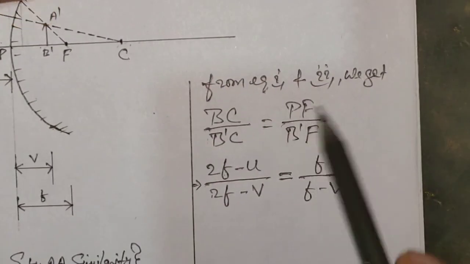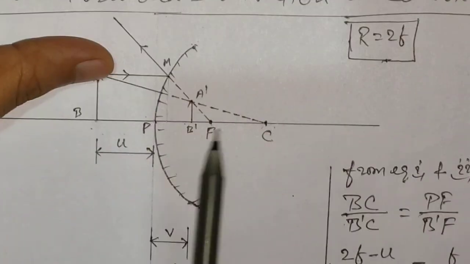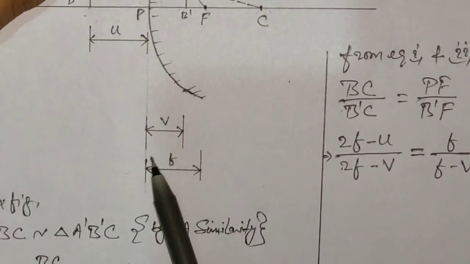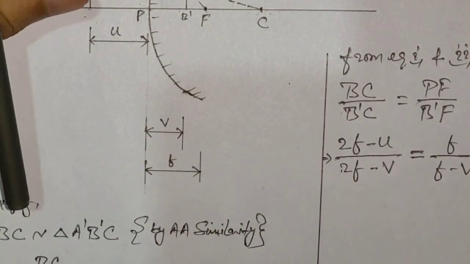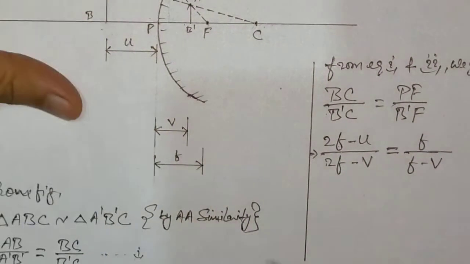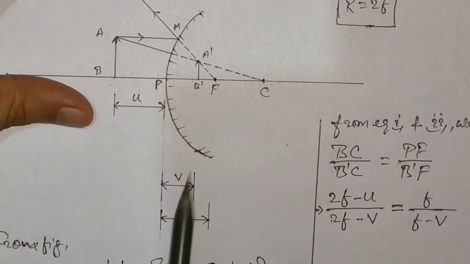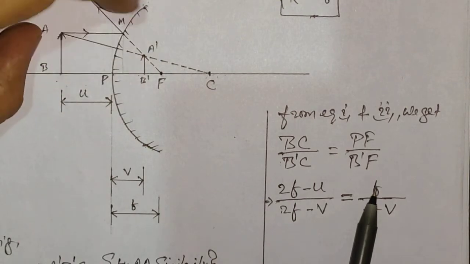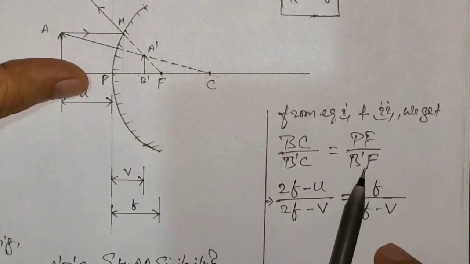Now PF is your focal length. All of you please see the diagram. PF is your focal length. I have shown all the things over here. Let me zoom out. See here, PF is equal to f. So we can replace this PF with the positive sign. And now B dash F. See about the B dash F.